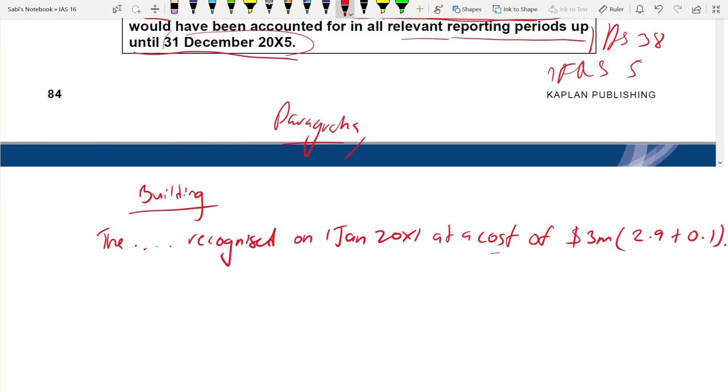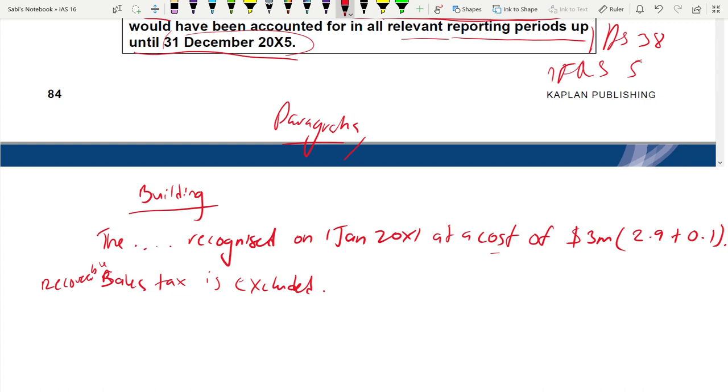Okay, so the sales tax, right? Recoverable sales tax, because you are recovering it, right? So the recoverable sales tax is excluded from the cost of property, plant and equipment. Okay, it is excluded. Some costs are just excluded. You don't have to give a reason for it.